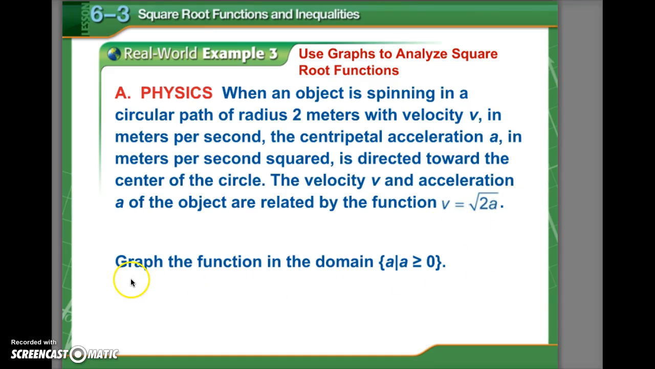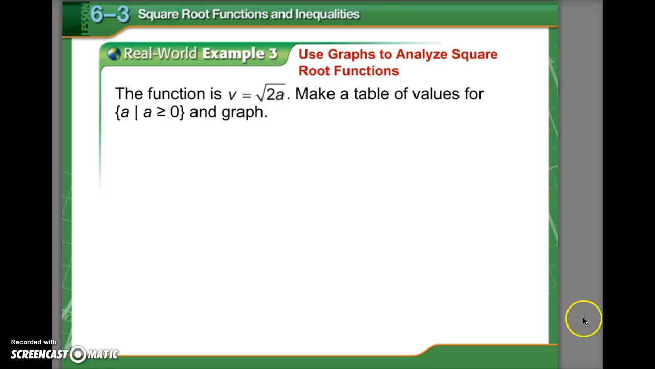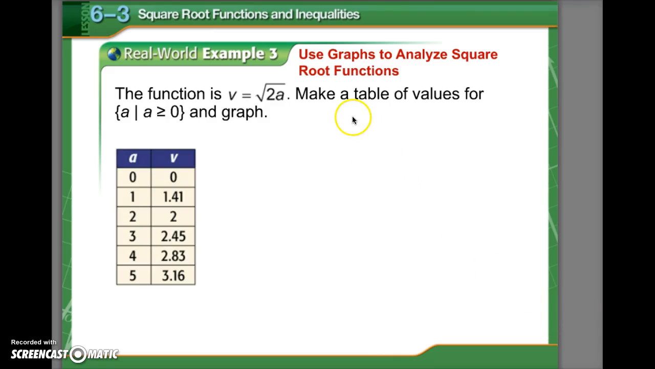And so what we are asked to do is to graph the function in the domain. Just graphing the function doesn't require you to really understand any of the physics. It just requires that you understand what a square root function looks like. So we're going to make a table of values. They're going to start with the a value of 0. 2 times 0, obviously that's 0, and the square root of 0 is still 0.